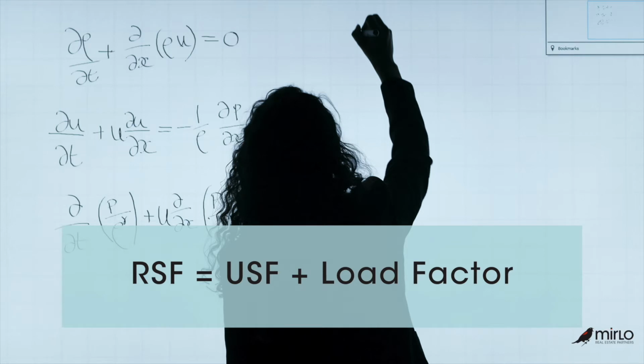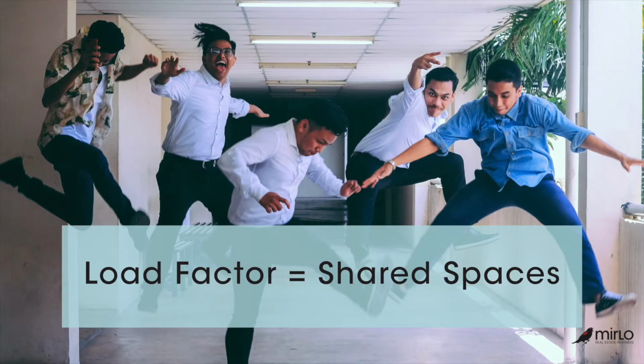Rentable square footage, or RSF, is the number that the landlord uses to calculate the rent. It equals the usable square footage plus the load factor of the building. The load factor is the amount of space in a building that is not occupied by a tenant, but common areas shared by all tenants, such as lobbies, restrooms, hallways, public corridors, and even mechanical rooms.